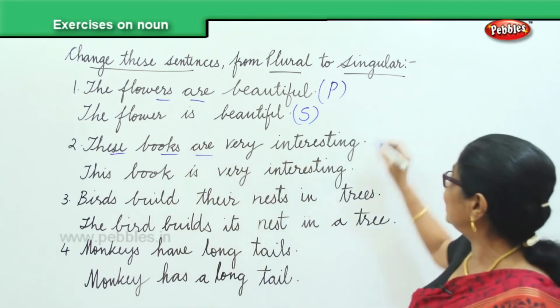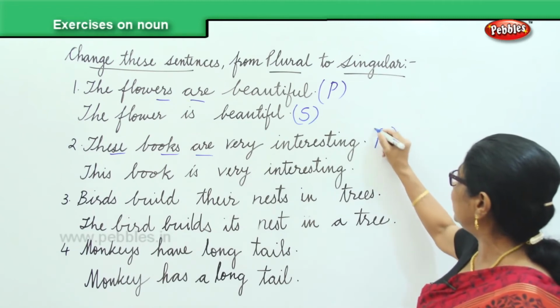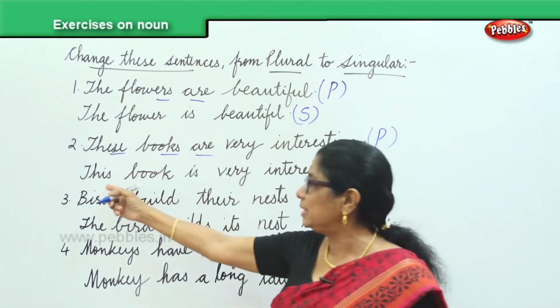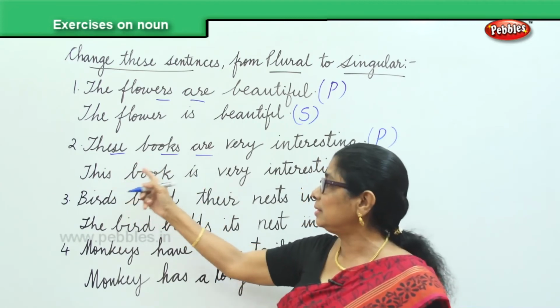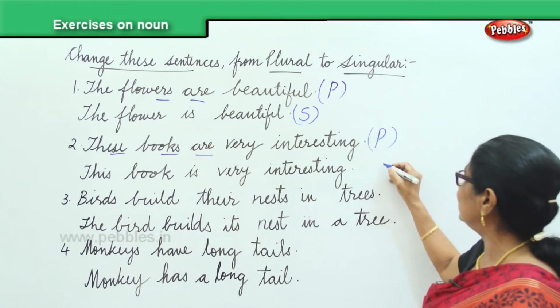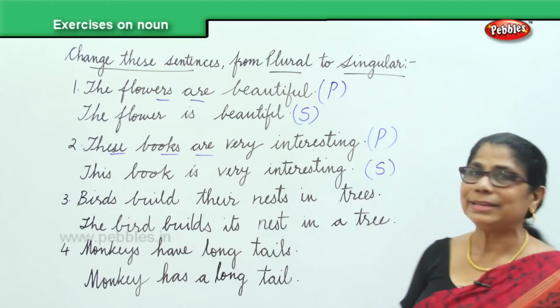The sentence is plural. Now we are going to change it. So you will say, this book is, the verb changes here. This book is very interesting. We put it into singular form.